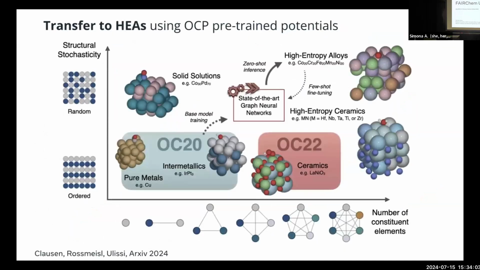Another example that I was excited about: there's a professor at the University of Copenhagen, Jan Rossmeisl, who is really famous in electrochemistry, and he leads the Center on High Entropy Alloy Catalysts.